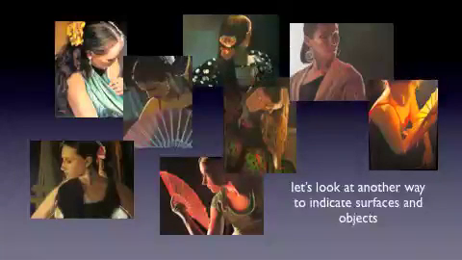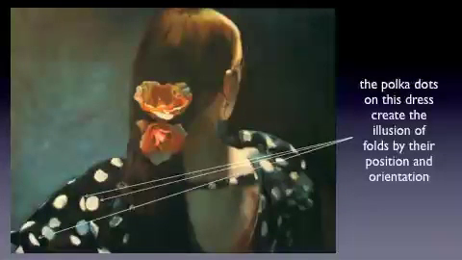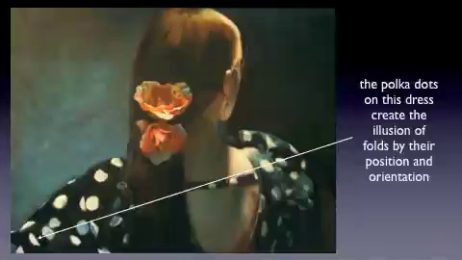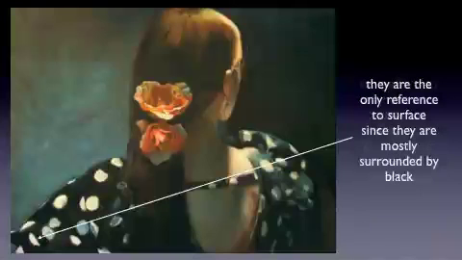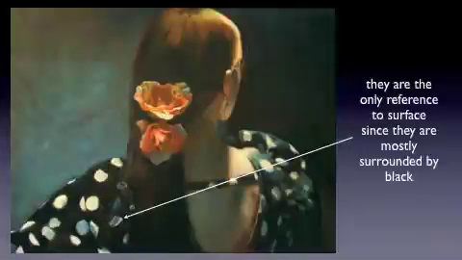Let's look at another way to indicate surfaces and objects. The polka dots on this dress create the illusion of folds by their position and orientation, also by their oval or part oval shapes. They're the only reference to surface, since they are mostly surrounded by black.